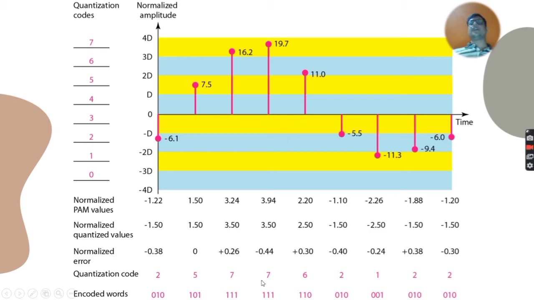These quantization codes are represented with binary data. So that means when the codes are represented with binary data, it is a pulse code generation. So pulses are coded with some binary data. Okay. So these are called encoded words and these encoded words are going to be transmitted. So this is called PCM generation.